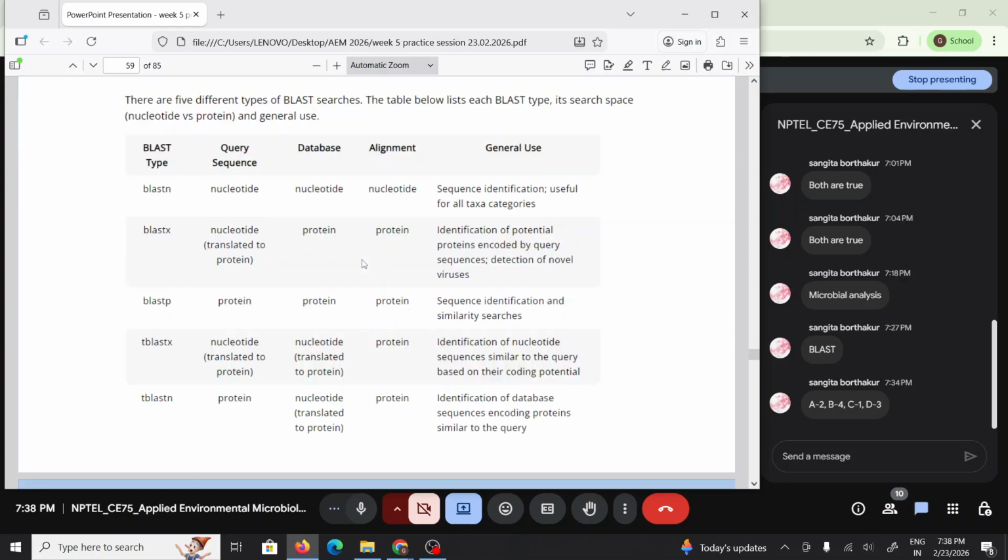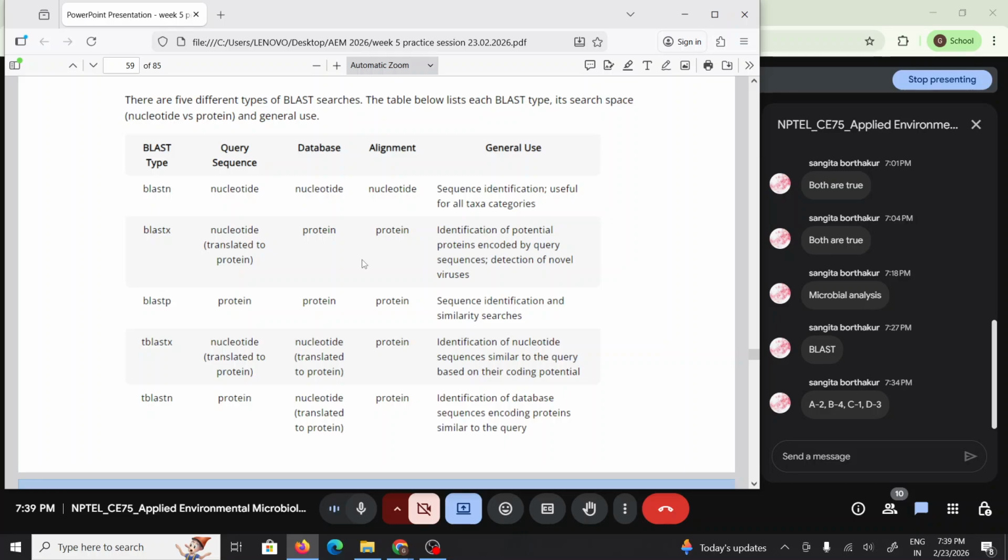In bioinformatics, BLAST is the basic local alignment search tool, and we can perform different types of alignment searches here. So based on that, we have different types of BLAST. In BLASTN, you are going to give a nucleotide sequence as input, and the search is going to be in a database which contains nucleotides itself. This type of BLAST is used for sequence identification.